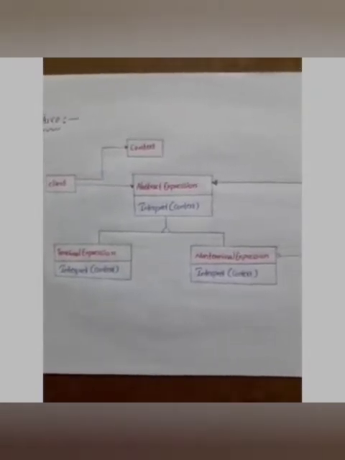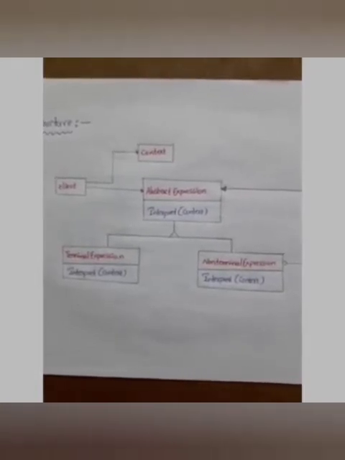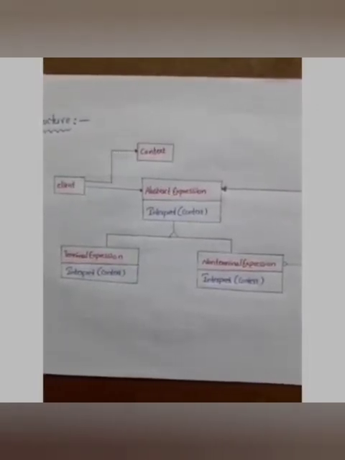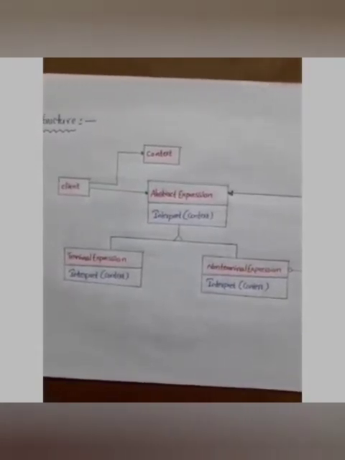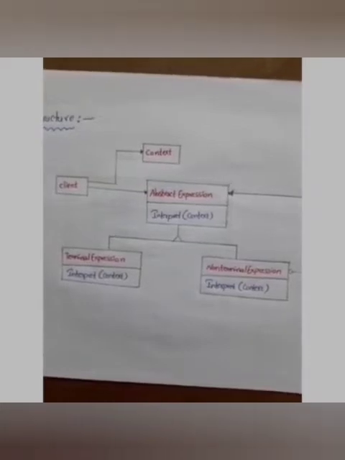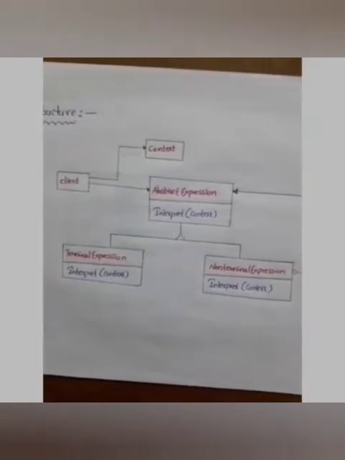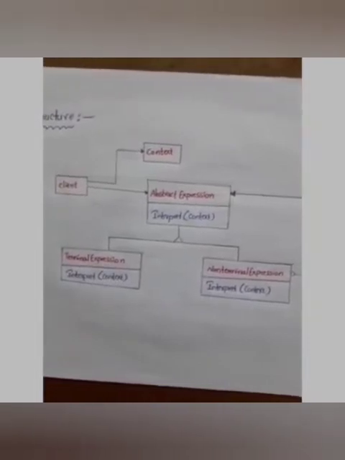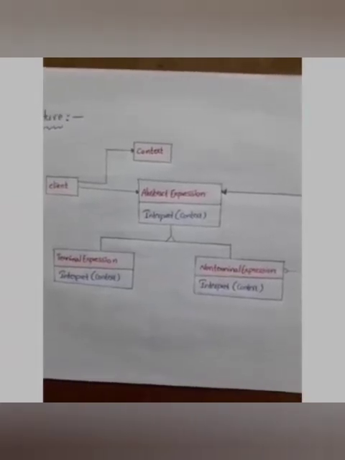This is the structure of the interpreter pattern that consists of abstract expression, terminal expression, non-terminal expression, context, and client. What does the client do? The client builds an abstract syntax tree representing a particular sentence in the language that the grammar defines. The abstract syntax tree is assembled from instances of the non-terminal expression and terminal expression classes, and the client invokes the interpret operation. The context contains information that's global to the interpreter.